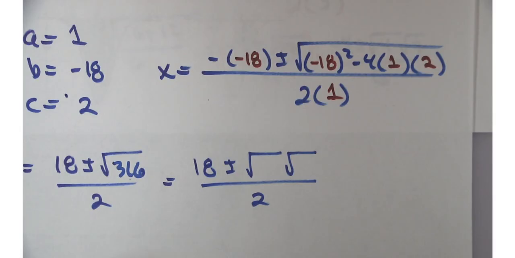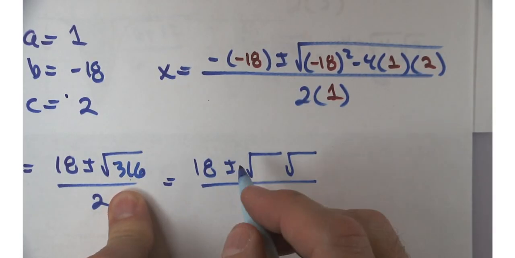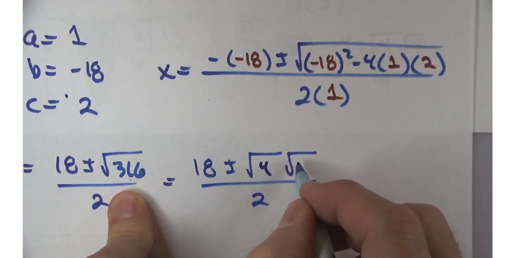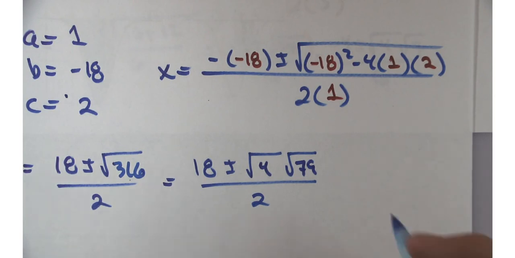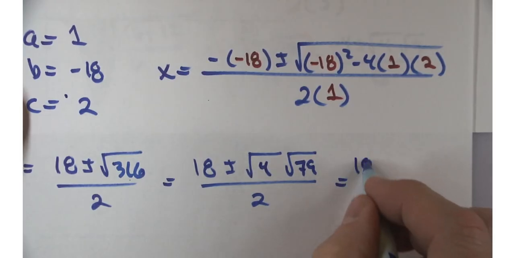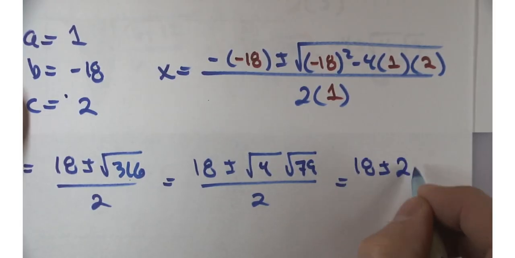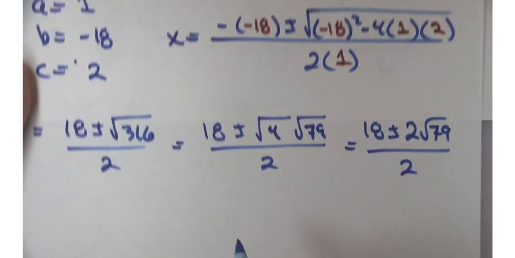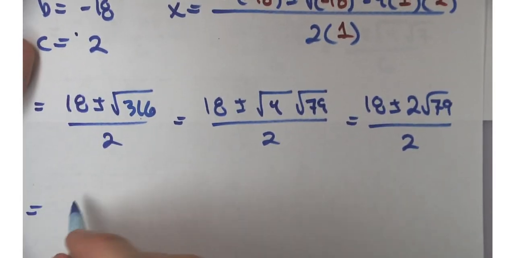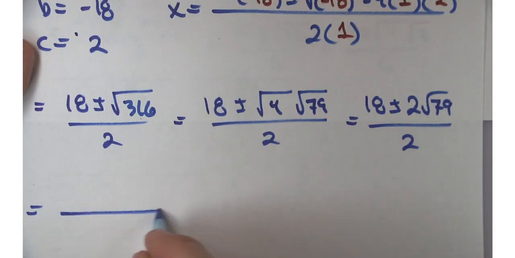Now, 316 is probably a bigger number than I'd make you work with on an exam. But if you went through your list of perfect squares, you'd find 4 goes in there 79 times. And this should be starting to look familiar. What happens to the square root of 4? 2 square root of 79. Pfeiffer, do you see anything else I can do in the numerator? Is there something I can factor out? Yeah. Let's factor out a 2.